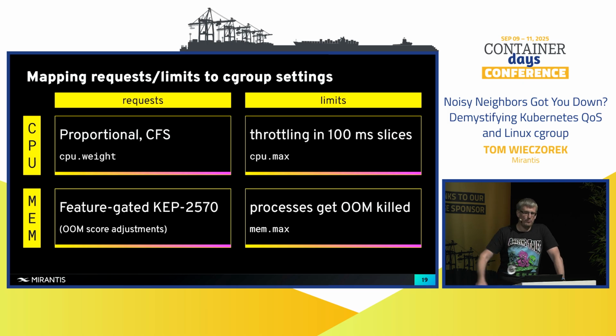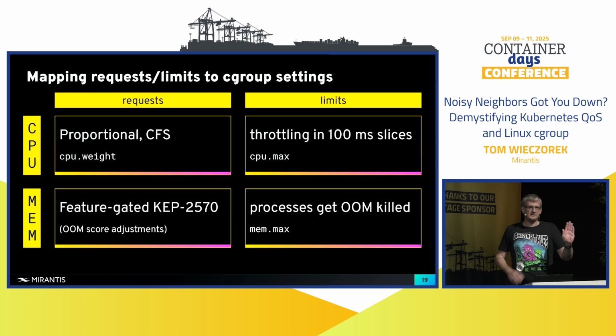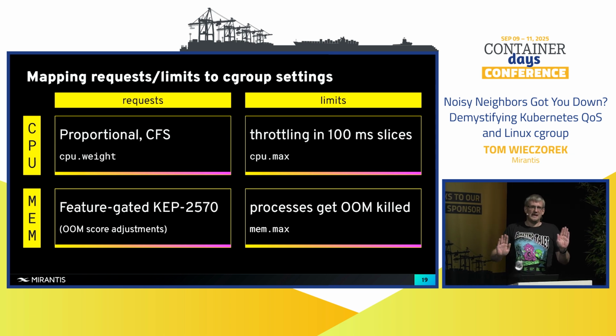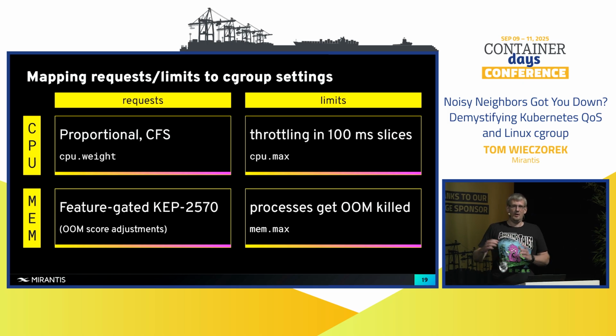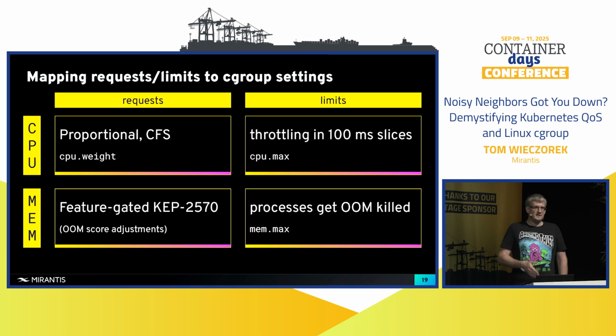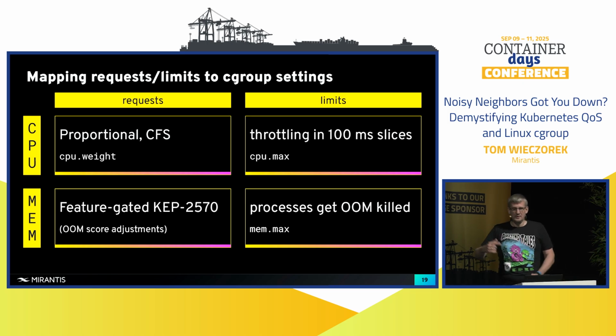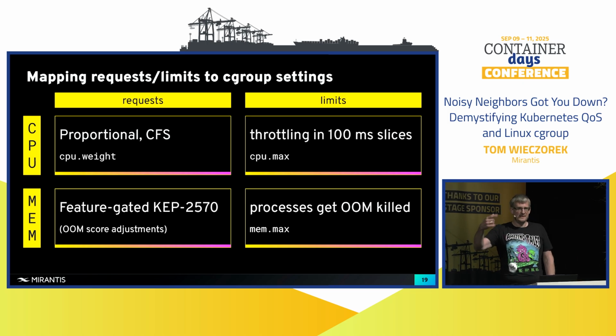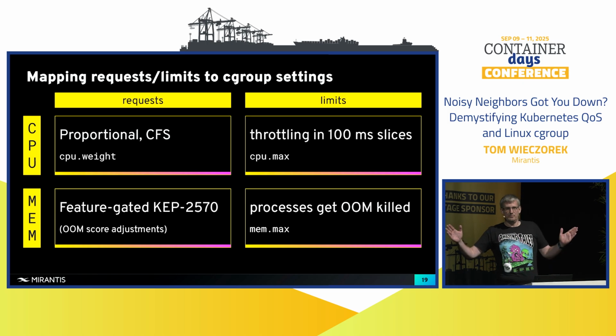Then we have the proportional CFS setting, CPU.weight, which is for the CPU requests. And this is a very tricky part, because in Kubernetes we have absolute values, but the Linux kernel doesn't understand absolute values. It has this proportional calculation for CPU.weight. So I can put any number between 1 and 10,000 into it, and it will just sum up the weight of all the sibling cgroups, and then do a proportional weighting.